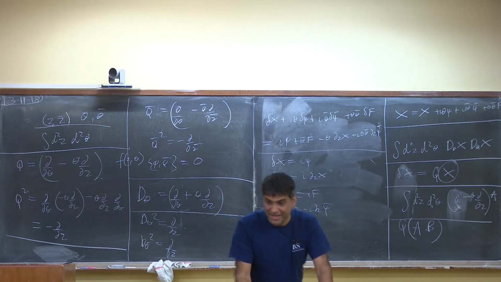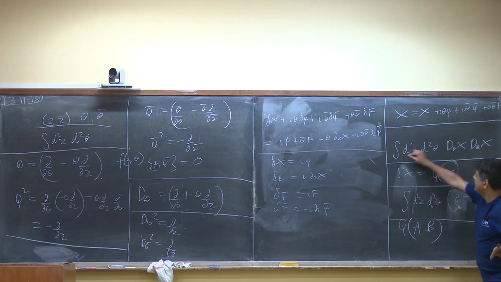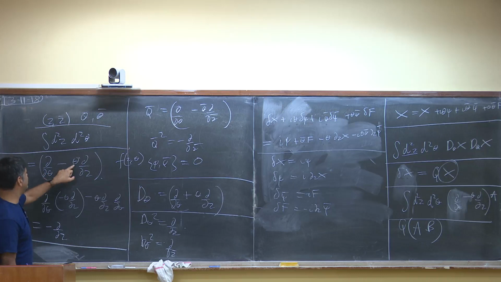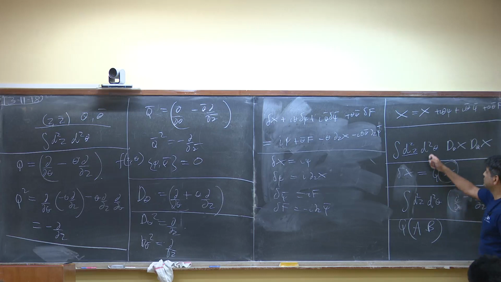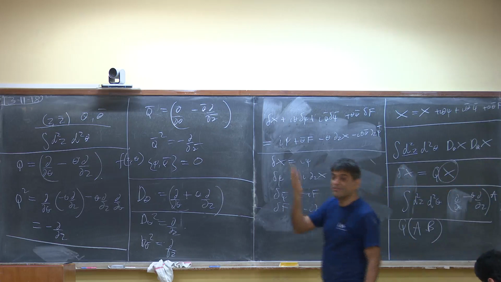Now let's do some dimension counting. d2z is 2 units of position. What is the dimension of theta? You can see from here that theta has dimension of square root of position, because 1 by square root of position is equal to square root of position times 1 by position. So you might think that d2z and d2 theta is dimension 3 in units of length. But that's not true.